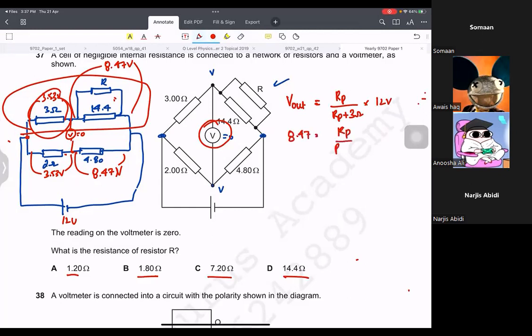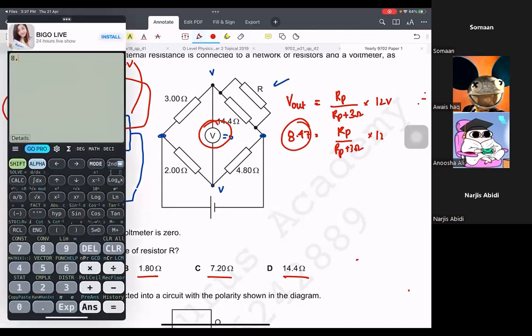Now I'm going to find what the total resistance should be in order to get this value, right? So let's do it. Ab ye ho jayega. 8.47 times RP plus 8.47 times 3 is 25.41, and this is 12 RP. Okay, so that goes there.